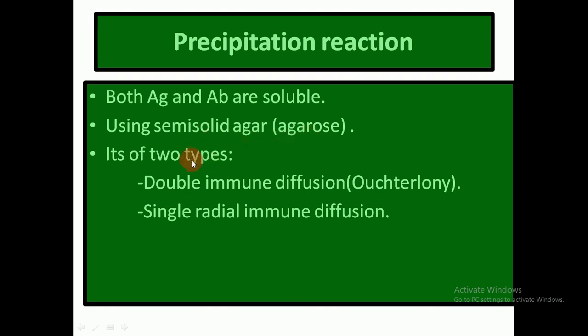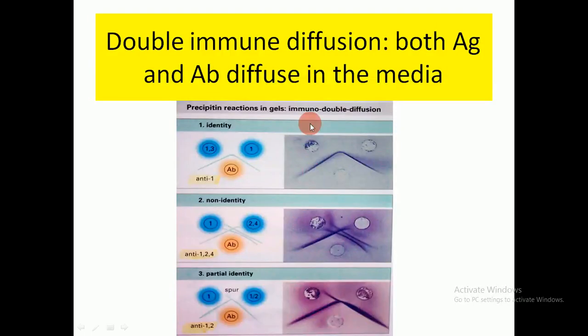The precipitation reaction has two types. Double immune diffusion, which is called Ouchterlony according to the name of the scientist who discovered it, and the second, single radial immune diffusion. In double immune diffusion, both antigen and antibody diffuse in the agarose media. This leads to a line of precipitation, and this is called identity, which is a continuous line.